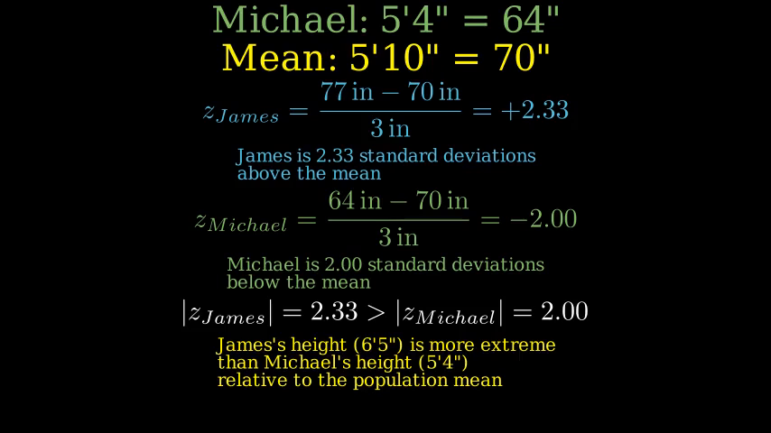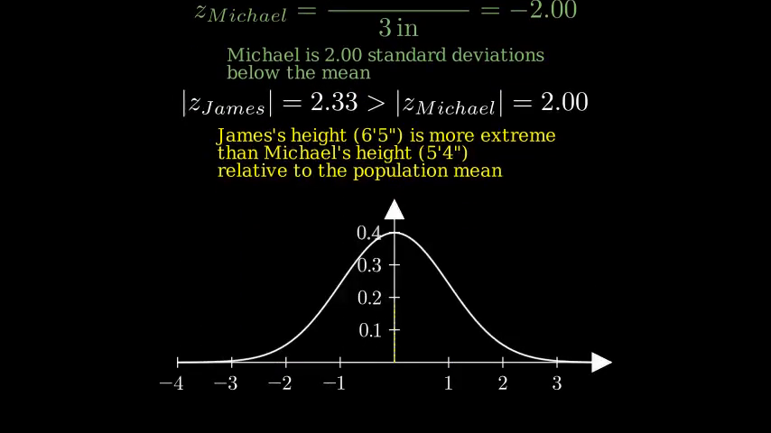Here's a visualization of where both heights fall on a normal distribution curve. The center represents the mean height of 5 feet 10 inches. James's height is here, 2.33 standard deviations above the mean, while Michael's height is here, 2 standard deviations below the mean.